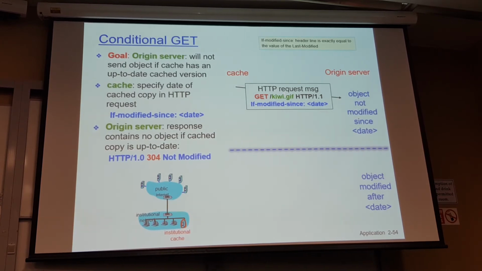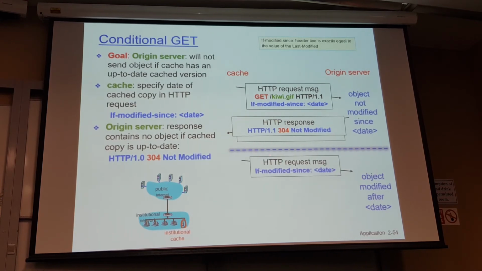The origin server is going to check kiwi.gif in its database. If it was not modified, then it can say, you should have a fresh copy, or in this case, not modified. It's going to send HTTP 304, not yet modified. So please send whatever copy you have to your requesting client. If the object has been modified since the given date, then it's going to send a new copy of that object. And it's going to send this numeric code 200.